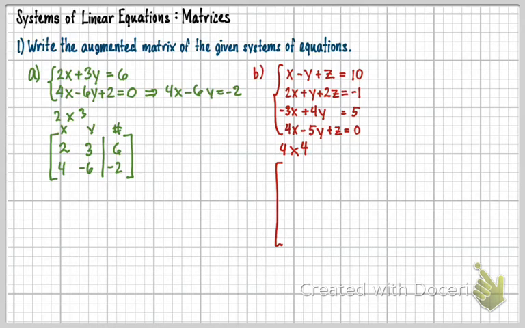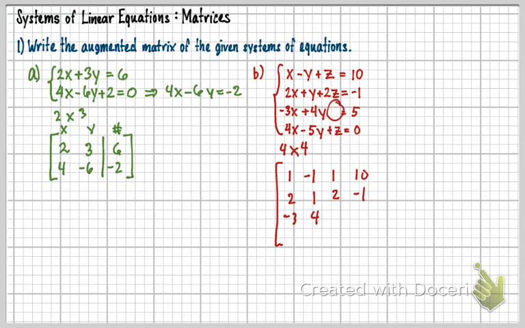So my first row here is going to be 1, negative 1, 1, and 10. Now notice here, it's just the coefficients in front of each of those variables. And then for the last one, it's going to be equaling the number. All right, so then I'm going to get 2, 1, 2, and negative 1. And then for the third one, it's going to be negative 3, 4.